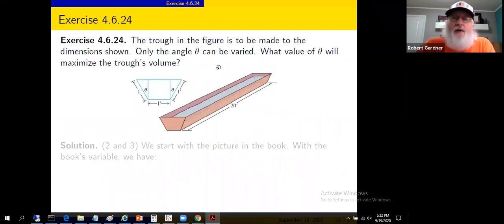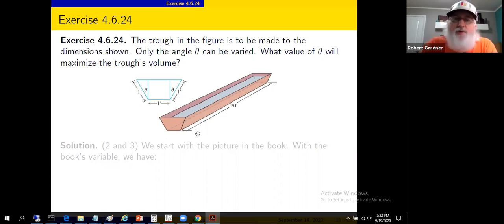All right, the trough in this figure is to be made to the dimensions shown. Only the angle theta can be varied. What value of theta will maximize the trough's volume? Okay, I've been teaching out of this book for a while.